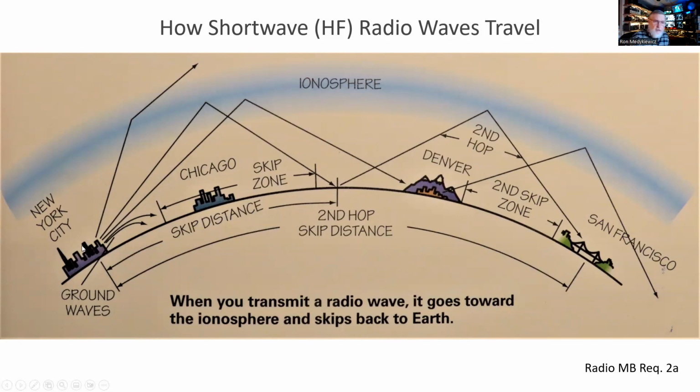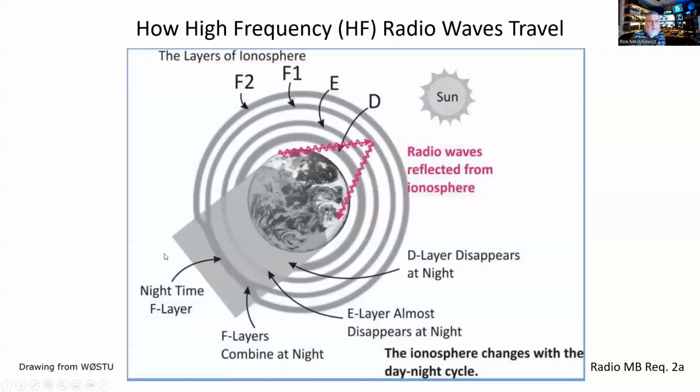For instance, if you're sitting in New York City and you want to talk to Chicago, depending on the time of day, you might have success on a particular frequency. At night, you're almost assured to be able to talk to Chicago because this layer will have risen. So this is a depiction of the actual layers of the ionosphere. The D layer is the lowest layer here, and that's the one closest to the Earth. The D and E layers at night disappear, and the F1 and F2 combine.